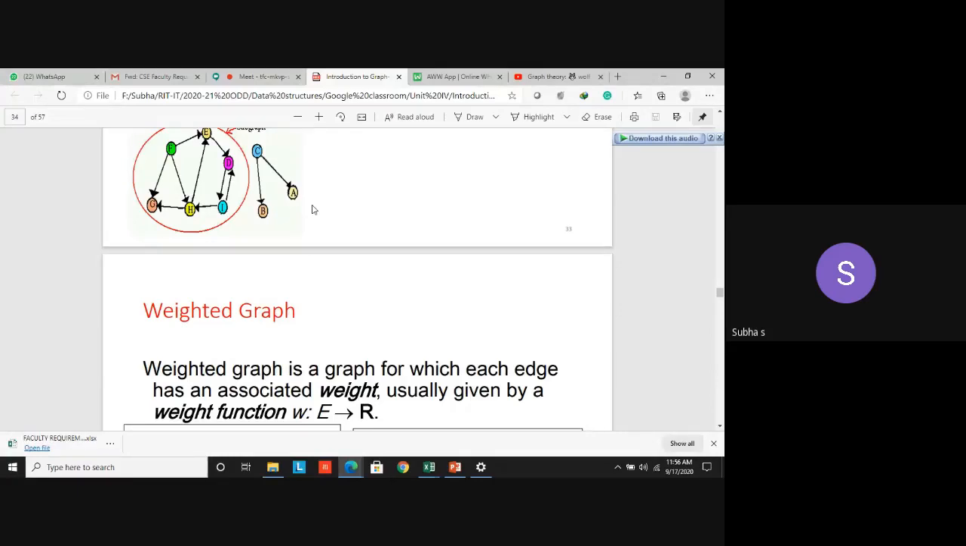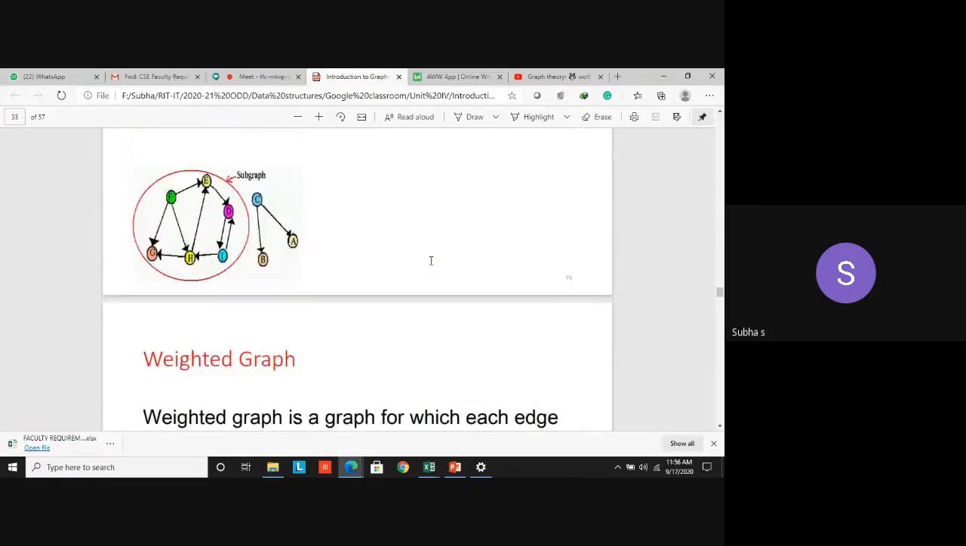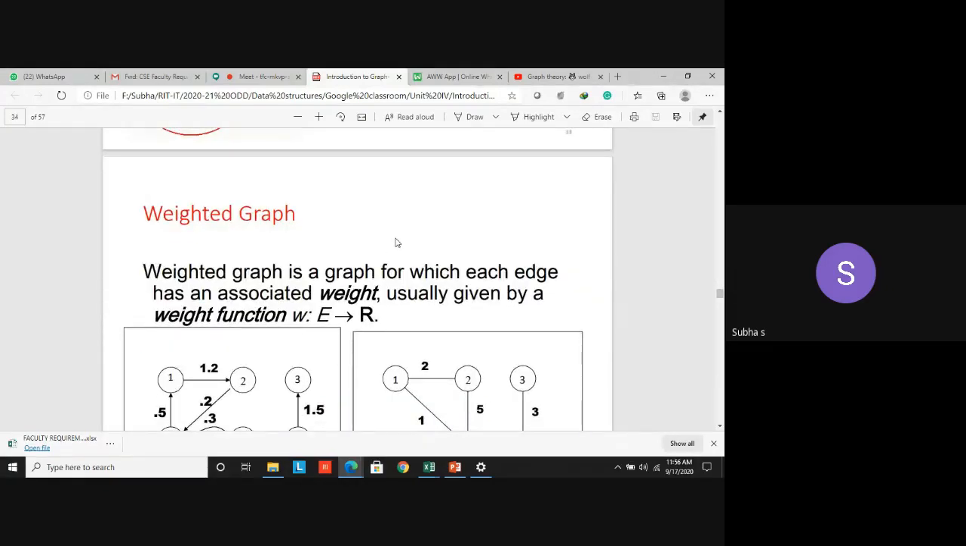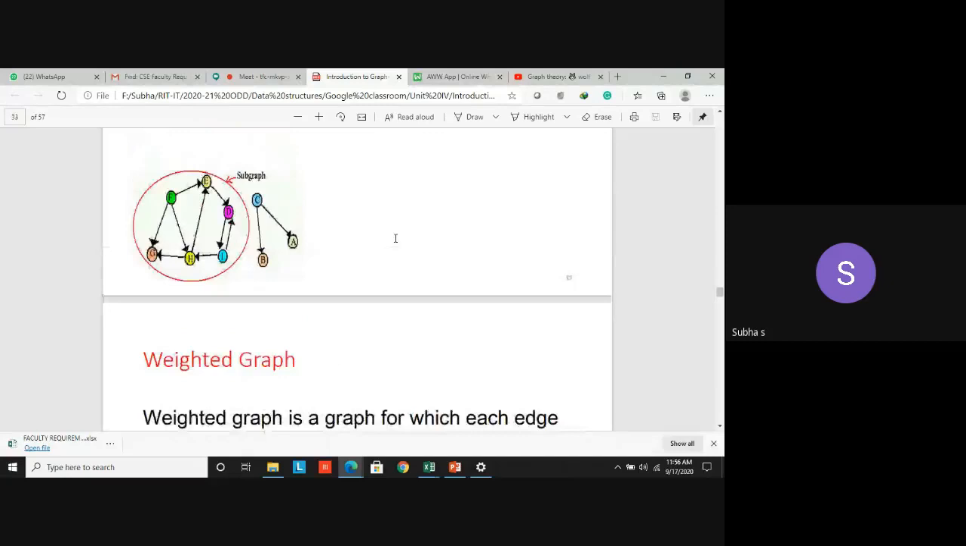He has to travel all the cities, but no city should be repeated. So he has to find the shortest path to visit all the cities. Okay. Now, so far you have seen complete, directed, undirected, so many terminologies. Another important thing is the weighted graph. Just now I told about the traveling salesman problem.